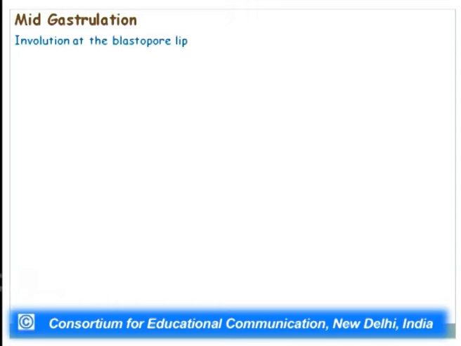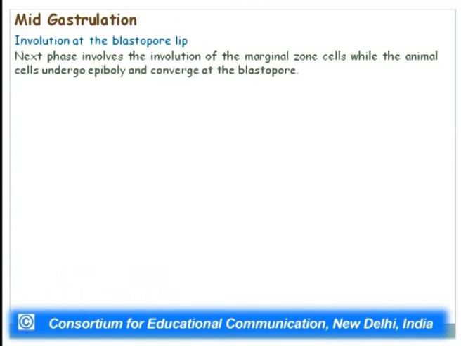So what happens during mid-gastrulation is the involution that occurs at the blastopore lip. So invagination is a gastrulation movement which basically gives rise to a pit. When a single layer of cells just deepens and forms a kind of a pit.